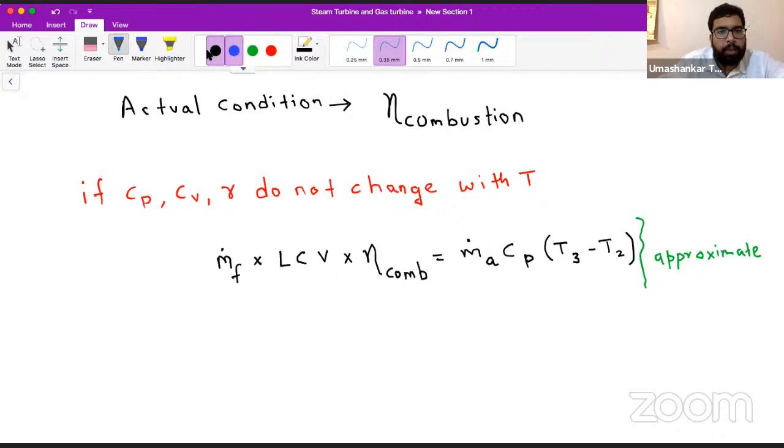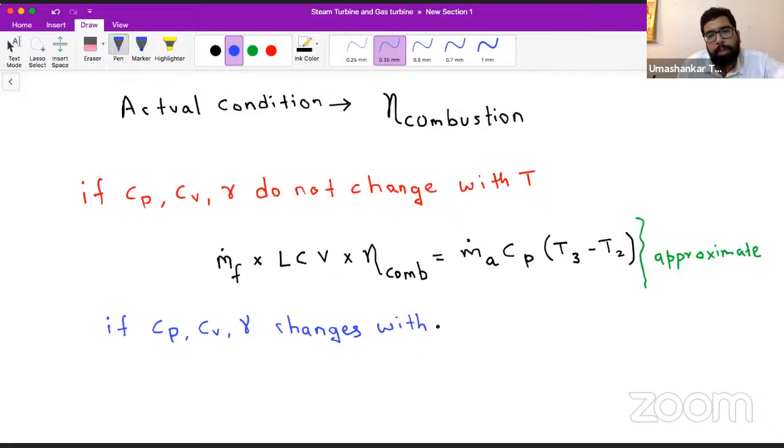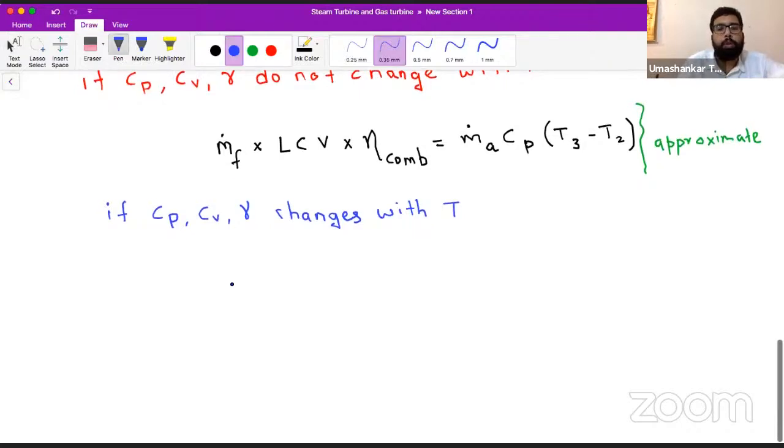Don't worry. So if Cp and gamma change with temperature, if we consider this, then this solution no longer holds good, and we have to change our solution like this. We have to write this solution like this. This is the exact solution.